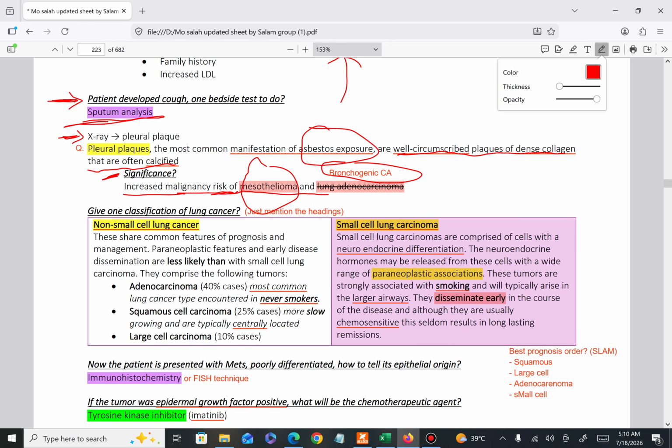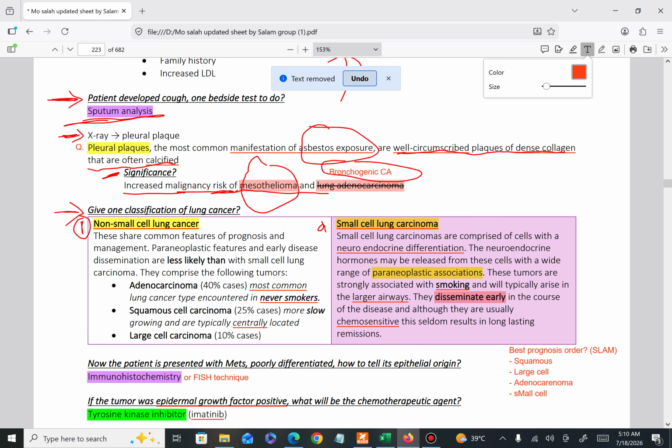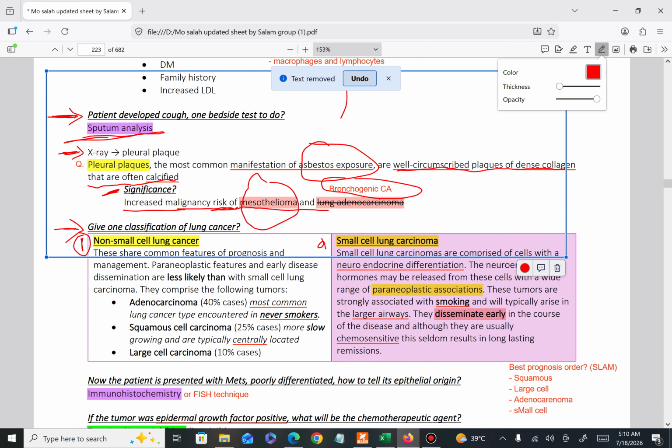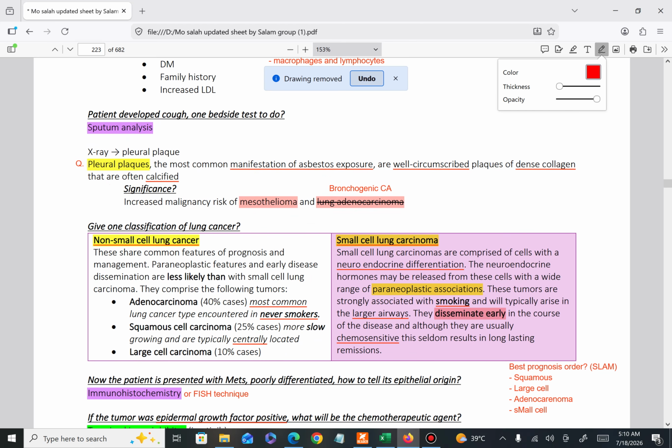Now the question is, give one classification of the lung cancer. Okay, so this is the classification. The first type of cancer is non-small cell lung carcinoma, while the second is small cell lung carcinoma. Now about the non-small cell carcinoma, these share common features of prognosis and management. Paraneoplastic features and early disease dissemination are less likely than with small cell carcinoma.